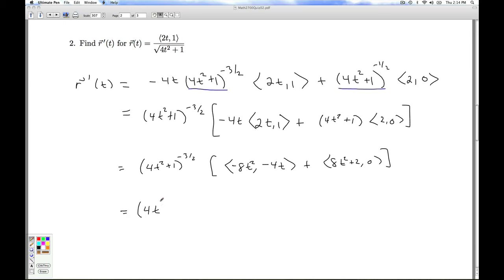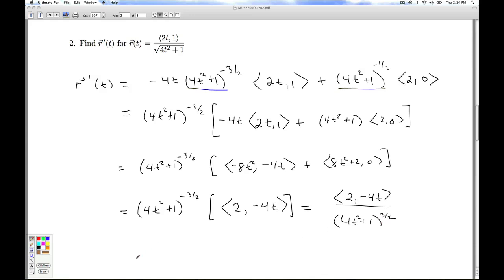I add that up, once again component-wise, and inside what do I get? 2 comma negative 4t. And so I can rewrite that as 2 comma negative 4t divided by 4t squared plus 1 to the 3/2. Or I could go one step further to simplify. That's 2 divided by the quantity 4t squared plus 1 to the 3/2, comma, negative 4t divided by the quantity 4t squared plus 1 to the 3/2. And so that'll do it for number 2.